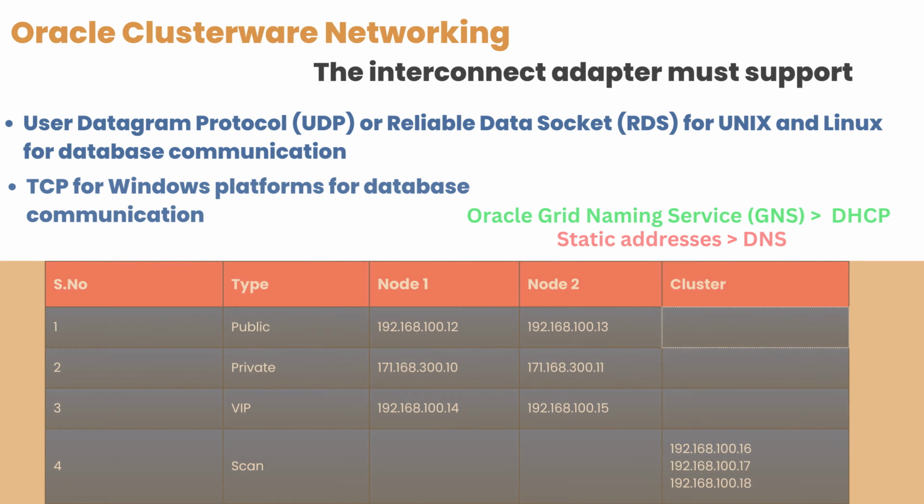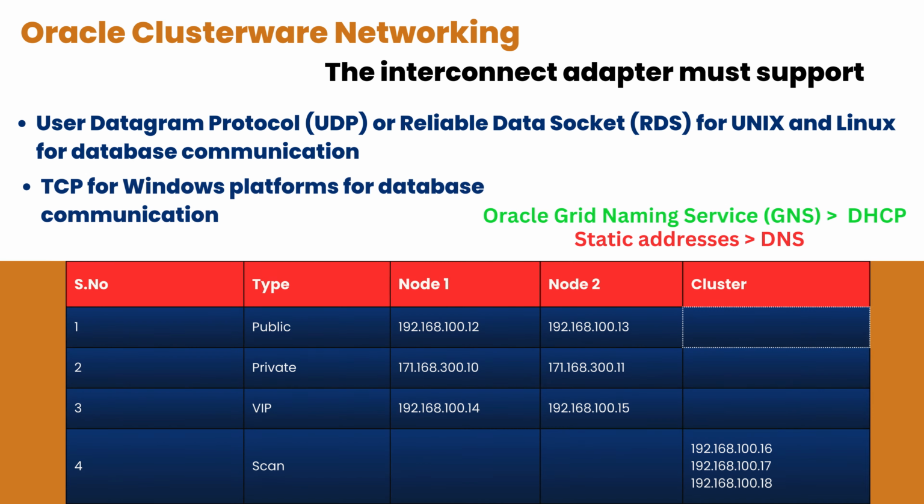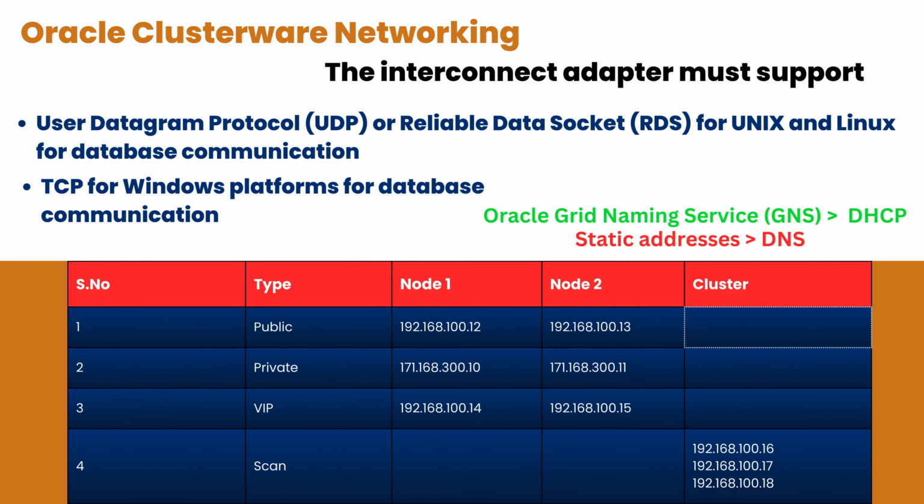Let's look at what the interconnect adapter should support. It should support UDP and RDS for Unix and Linux for database communication. And for Windows, it should support TCP for database communication. Before starting the installation, on each node you must have at least two network interfaces to configure for public and private IP addresses. You can configure IP addresses with one of the following options.